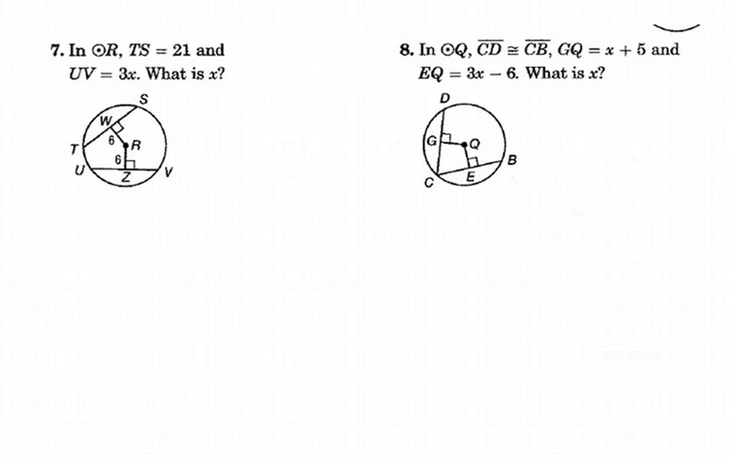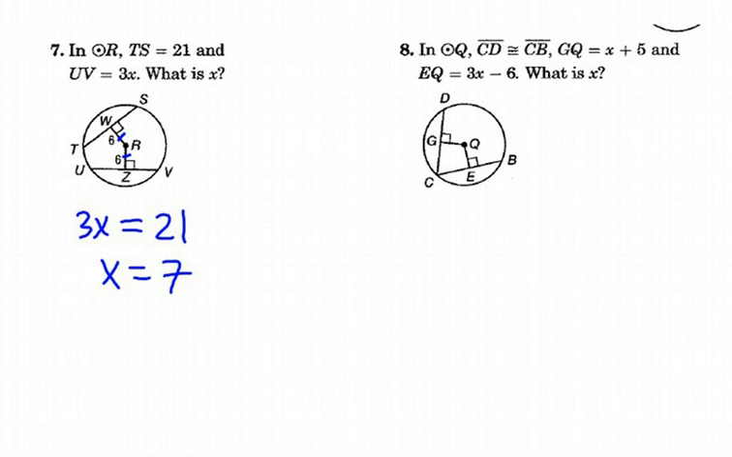In number 7, I'm dealing with the theorem that talks about chords being equidistant from the center. So I know these are congruent because they both have the measure of 6. I've got my right angles. And they tell me the length of chord UV is 3x. TS is 21, so I just want to set those equal. And I get x is 7.